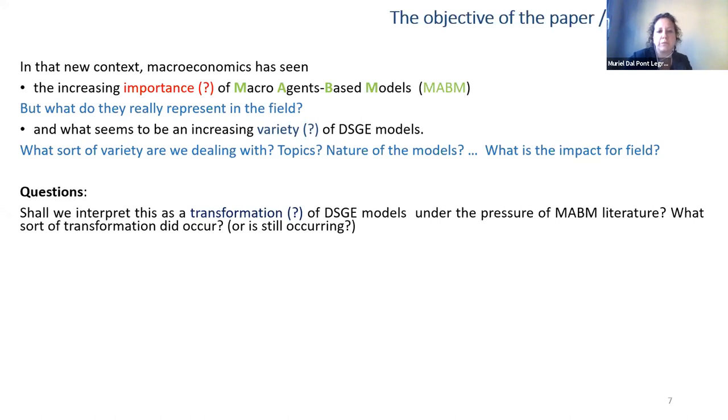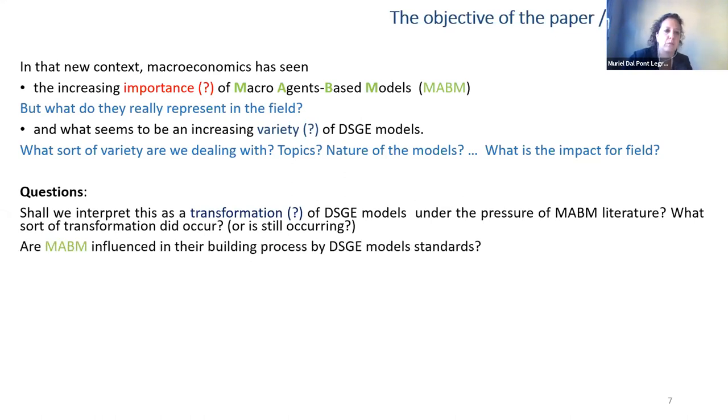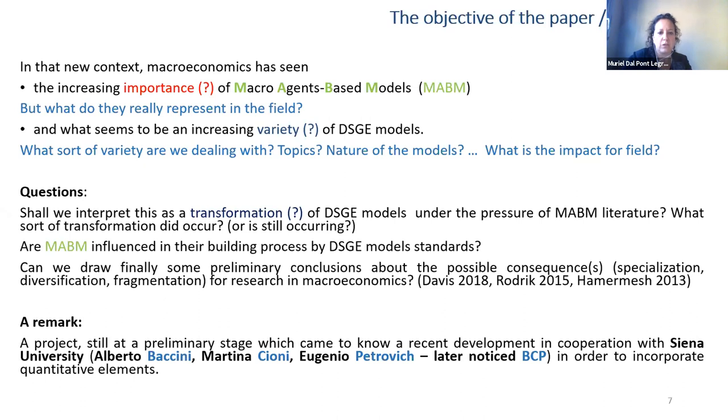So the idea is to make a first step here, only a first step, to try to interpret if there is a transformation in DSGE models. Is it due to the macro agent-based literature or not, and whether agent-based models are influenced by DSGE models. So just one point, I started this work alone and I realized that the literature is very large. So this paper is based partly on analytical work I did, trying to identify common roots and mechanisms, and how these models discuss together or not, these two literatures. But then I thought I should start to have more quantitative estimation of those questions.